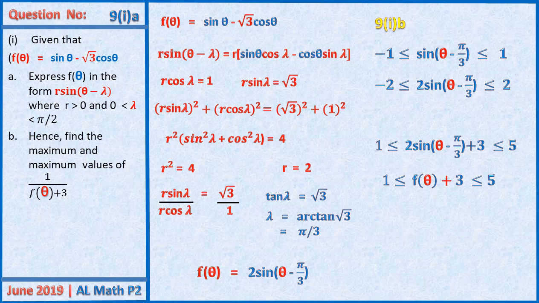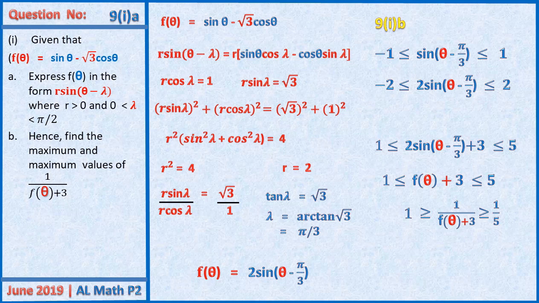And now we have 1 less than or equal to f of theta plus 3 less than or equal to 5. You can see our f of theta actually coming out clear. Now we look at the extremes. The extremes here we have 1 and 5. So 1 over 1 will give us 1. 1 over f of theta plus 3 should be greater than or equal to 1 on 5.